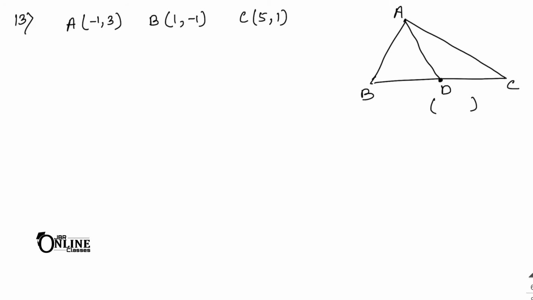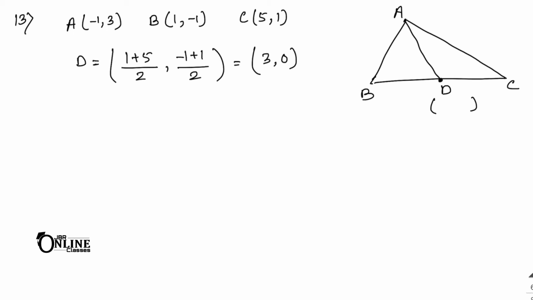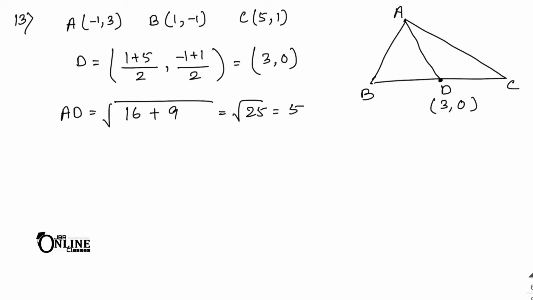So as here BC, so D will be here (1 plus 5) by 2 comma (-1 plus 1) by 2. So it will be here (3, 0). So (3, 0) is the coordinate of point D. Now you have to find out the length of AD, that is -1 minus 3. So it will be -4 whole square, that means 16, and then here 3 minus 0, it will be 9. So it will be here 25 and that means 5 units. So 5 units is your answer.